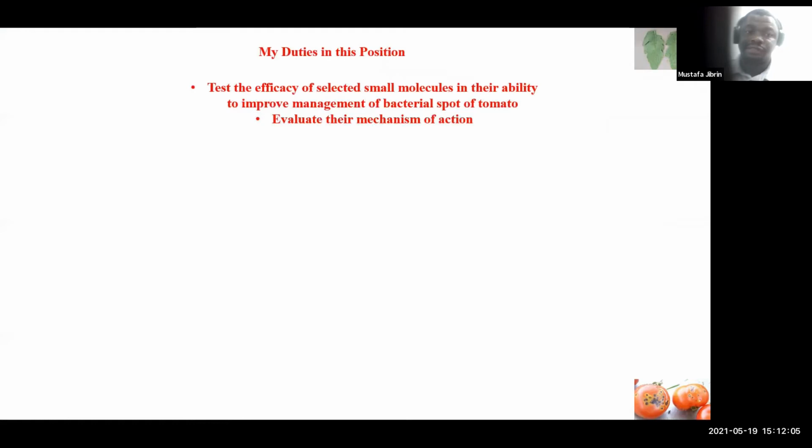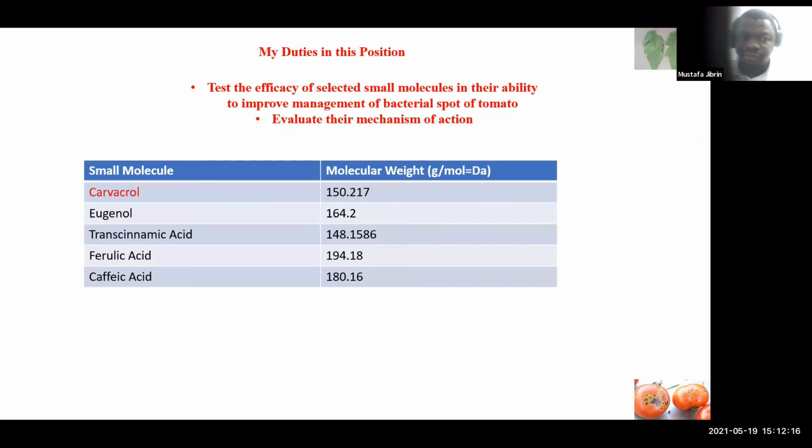So my duties in this position mostly are to test the efficacy of selected small molecules in their ability to improve management of bacterial spot of tomato, and to also evaluate their mechanisms of action. Before I joined the lab, there was a trial done on Cavacro to see if it could manage the disease, and that was published. And when I came in, I tried 4 other small molecules: eugenol, tranexamic acid, ferulic acid, and caffeic acid.